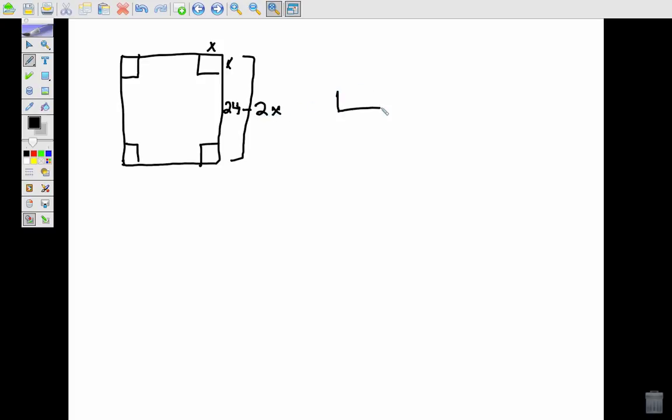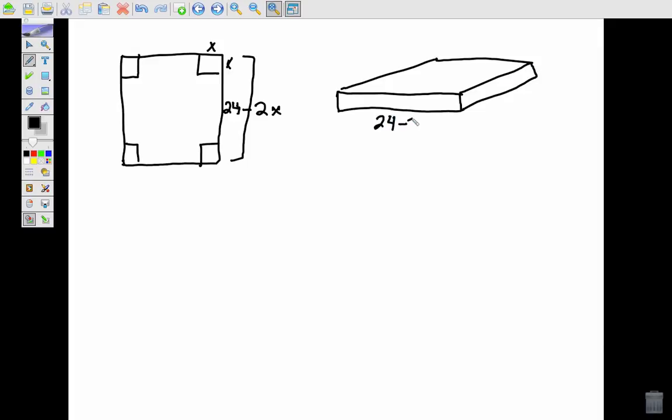So here's what we've got. After folding up the corners, we've got this open box. This is 24 minus 2x. The other side would also be 24 minus 2x. And then the height is x. So there's my box here. We want to see what the volume is, how much we can fill in the inside.